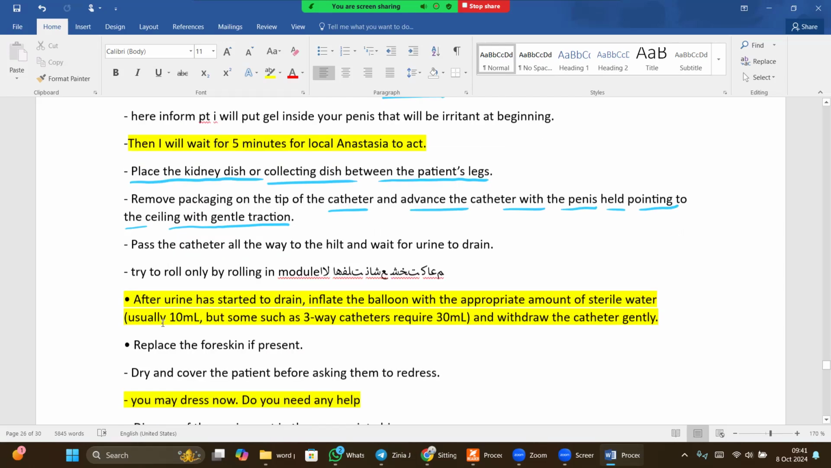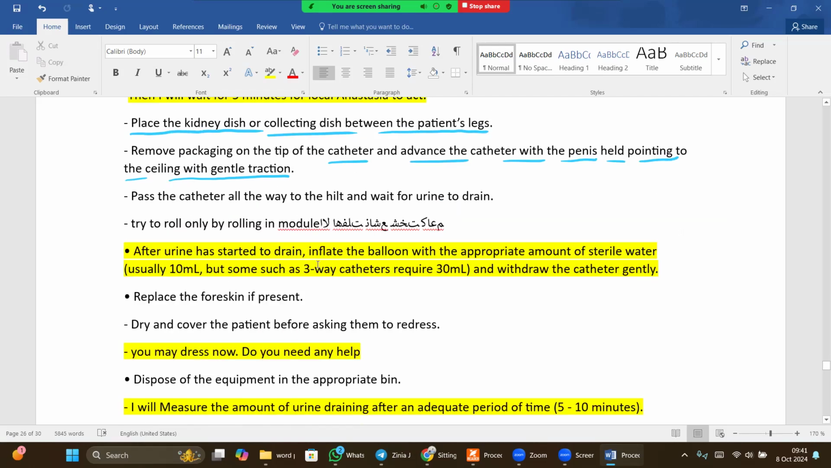After urine has started to drain, inflate the balloon with the appropriate amount of sterile water, usually 10 ml, but some such as three-way catheter require 30 ml, and withdraw the catheter gently. Replace the foreskin if present, dry and cover the patient before asking them to redress.